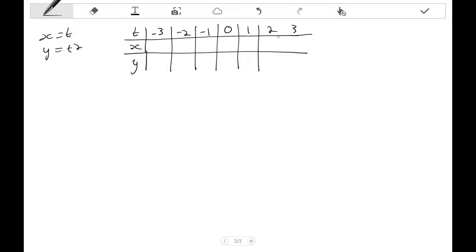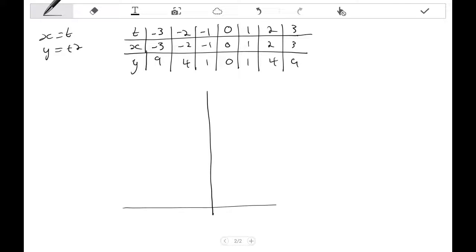So you may be asked to plot parametrically these equations from -3 to 3, let's say. And all you have to do is, well, t is equal to -3, that means x is -3, and y would be 9; -2, 4; -1, 1; 0, 0; 1, 1; 2, 4; 3, and 9. And then we could literally just plot these. We're plotting y against x, directly.